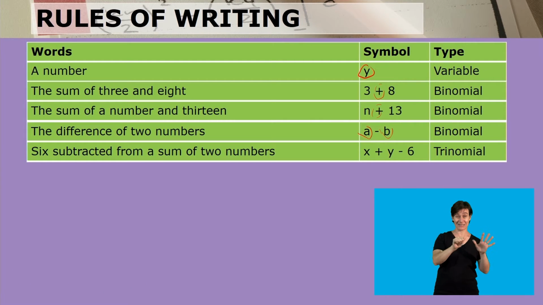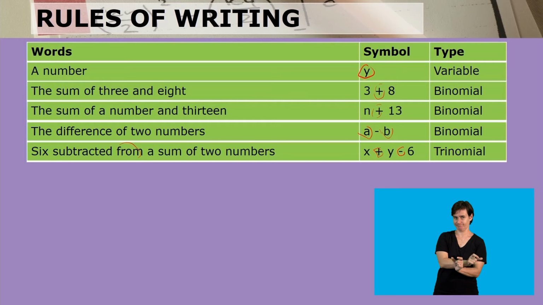6 subtracted from a sum of two numbers. The sum first of the two numbers, when it's done, you subtract 6 from that. So the order of how that is written is important. It says 6 is subtracted from. When you see the word from, it means that whatever follows that word from comes before the one that you are subtracting. So the sum of two numbers must be written first, and then you subtract the 6.